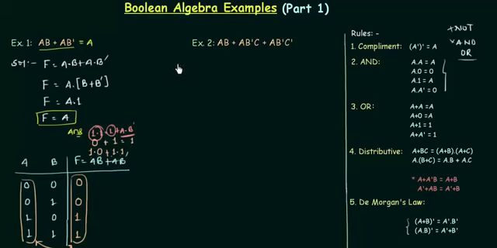Now let's move to solution number 2. In this, the function f is equal to a b or a b complement c or a b complement c complement. Now you can clearly see that this a is common in all three literals. So I will take a common, and in the bracket I have b from here, b complement c or b complement c or b complement c complement.